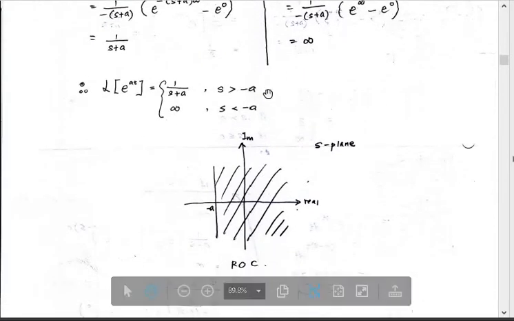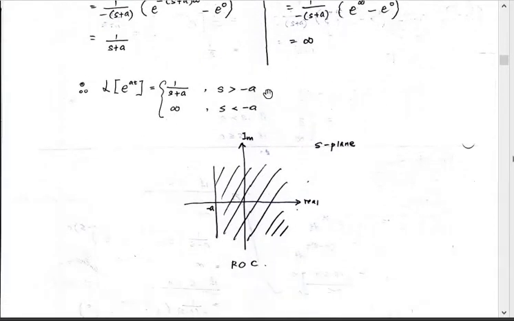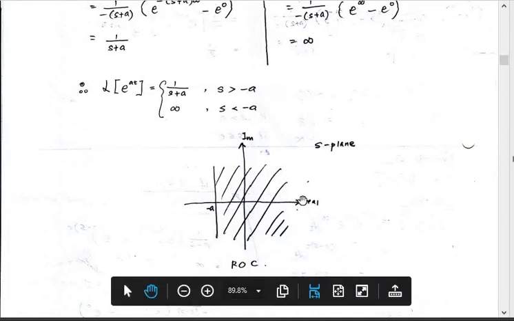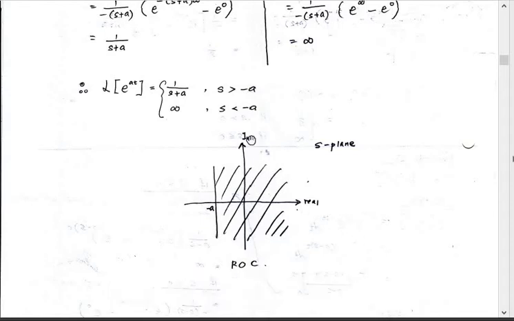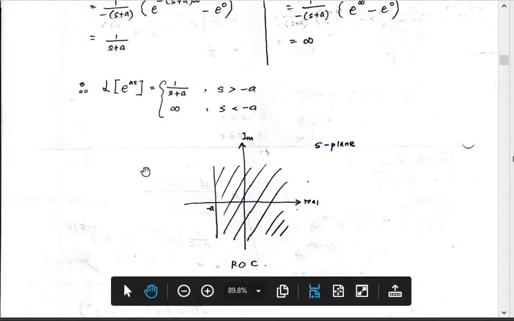And then for the ROC, in the s-plane you have the imaginary and the real part. You still remember s is sigma plus j omega. So sigma is real, j omega is imaginary, so we call it the s-plane. So s more than negative a is the ROC. We sketch the ROC as s more than negative a. This is the ROC.